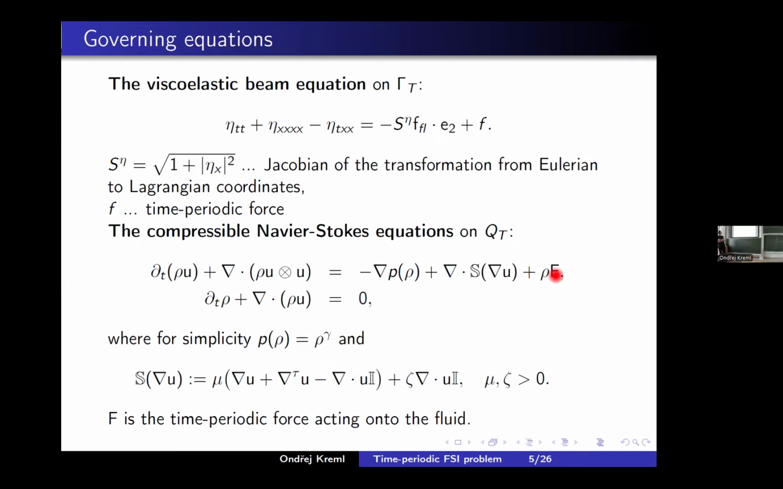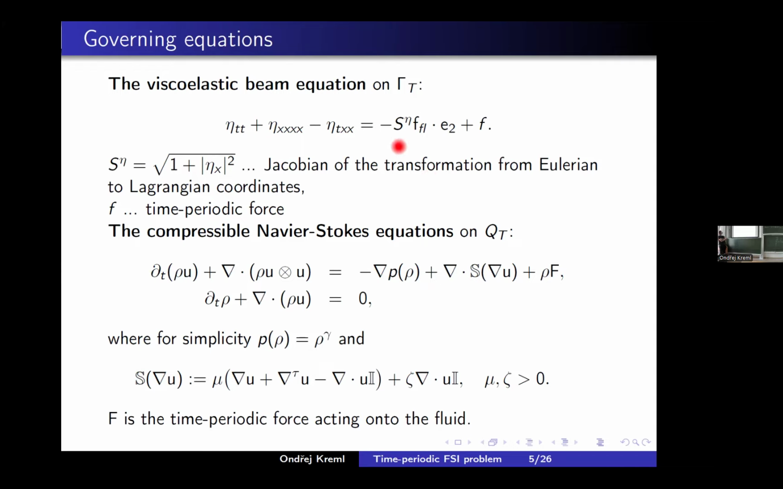Besides, we have a time periodic force F, which acts on the fluid, coupled with the equations for the beam. So the displacement of the beam is denoted by eta, and we have this, the behavior of the viscoelastic beam. So the elasticity is related to this fourth derivative of eta here, and the fact that the beam is viscoelastic is represented by this term here, eta txx. So all these terms help us later on in the estimates.